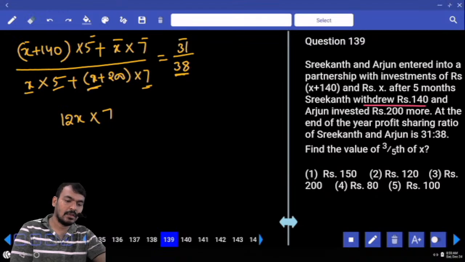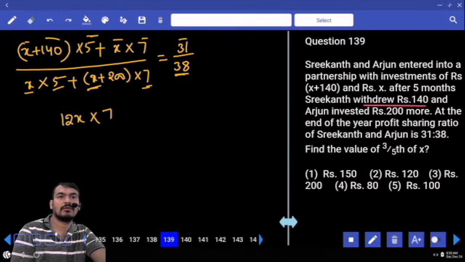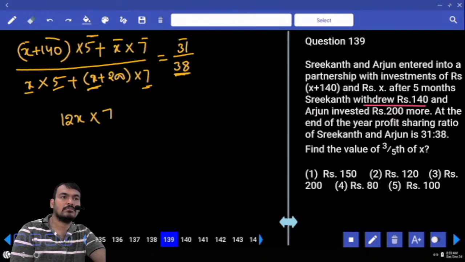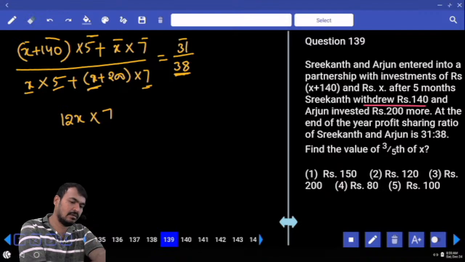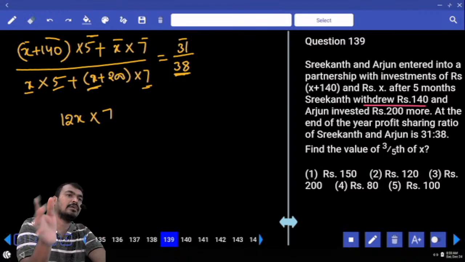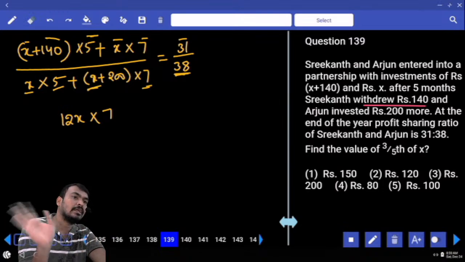Yes or no? Next, 5 into 140 is 700, into 38. 700 into 38, or not? Multiplication is not needed. 700 into 38. 38 means we write 19 into 2, or not? 700 into 2 into 19, or not? 700 twos are 1400. 1400 into 19, or not?